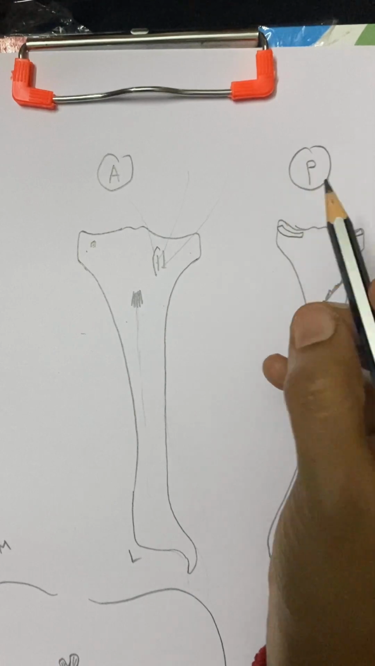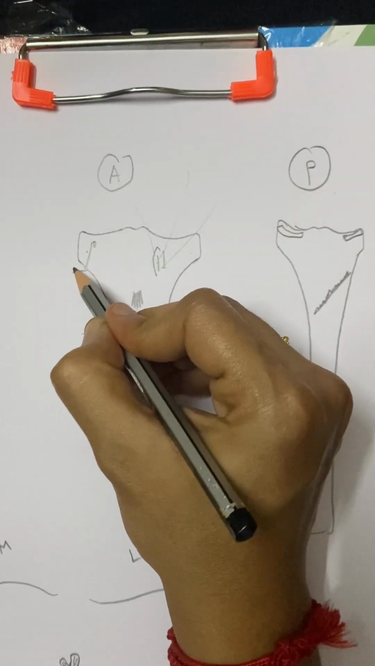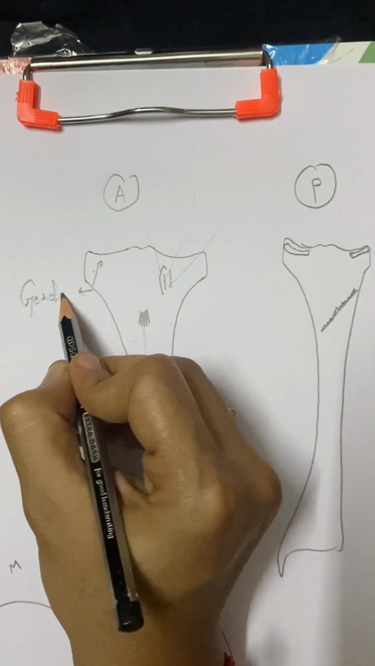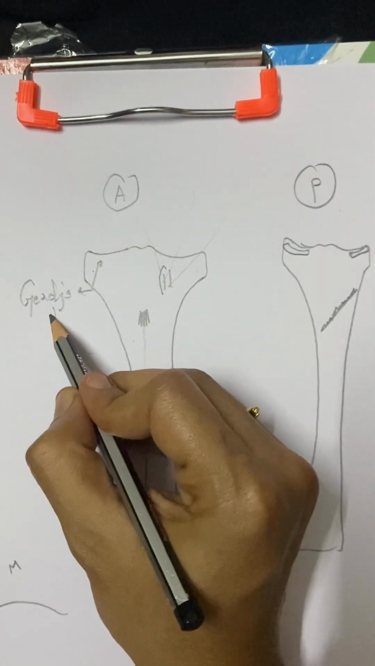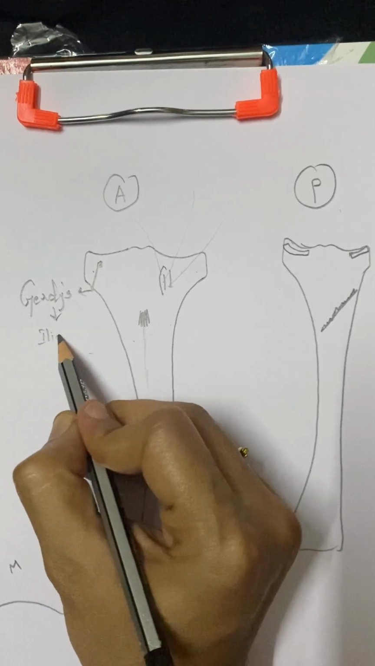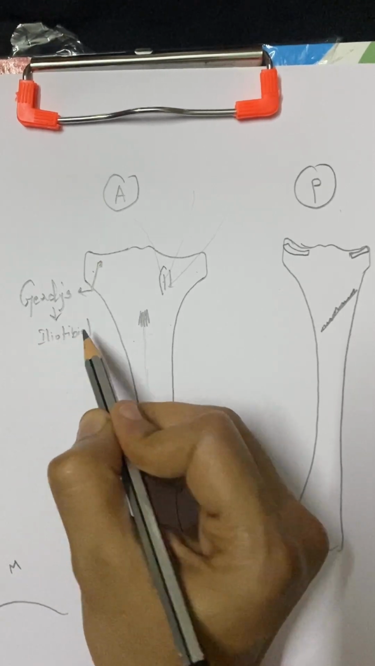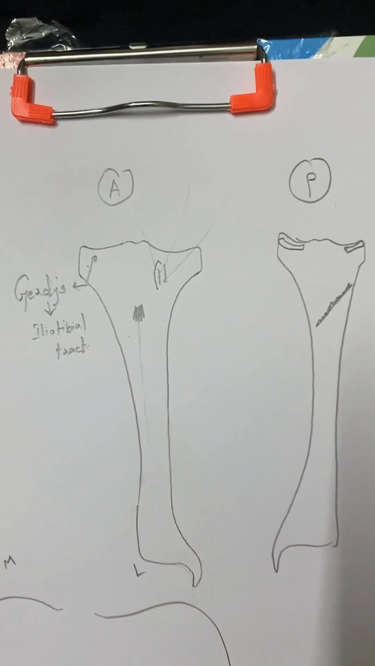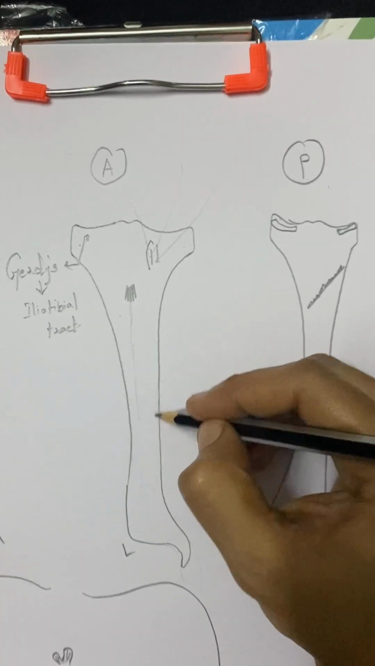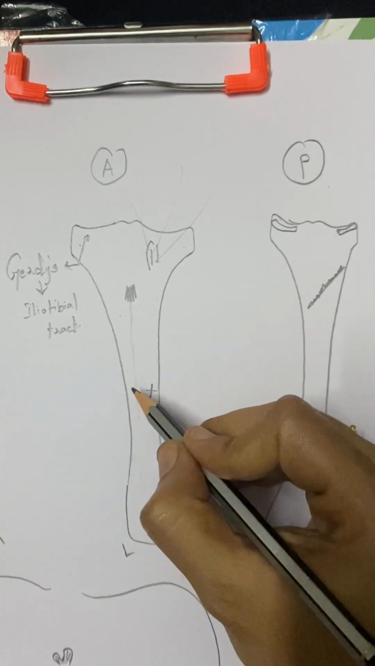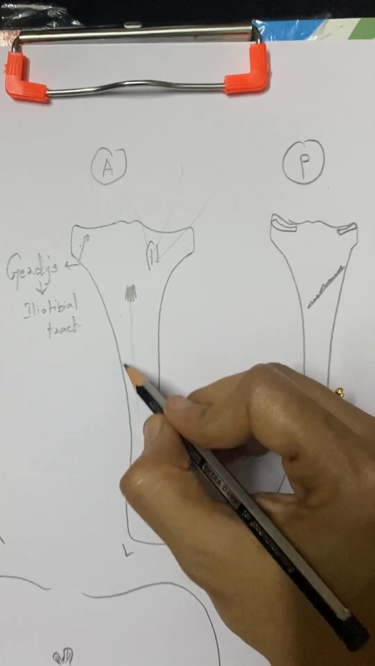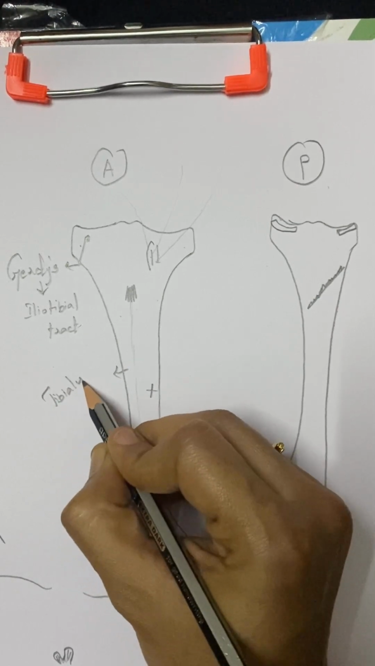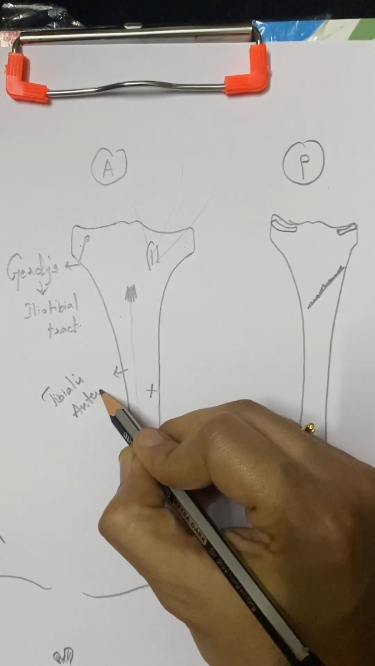Upper part of anterolateral surface or just below the lateral condyle, there is a tubercle called Gerdy's tubercle, which receives attachment of iliotibial tract. So entire anteromedial surface is subcutaneous, whereas anterolateral surface receives attachment of tibialis anterior.